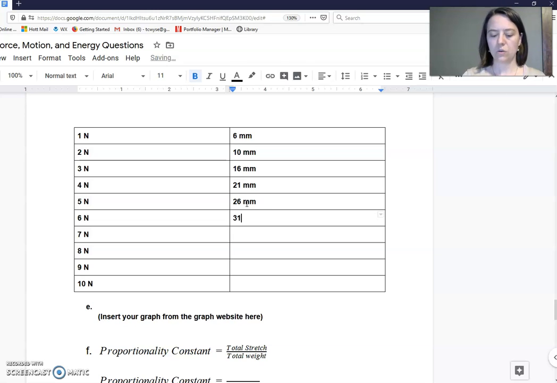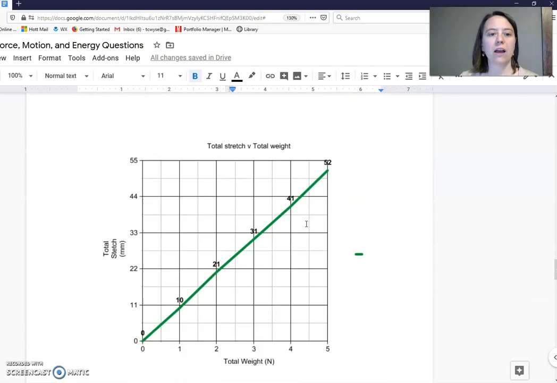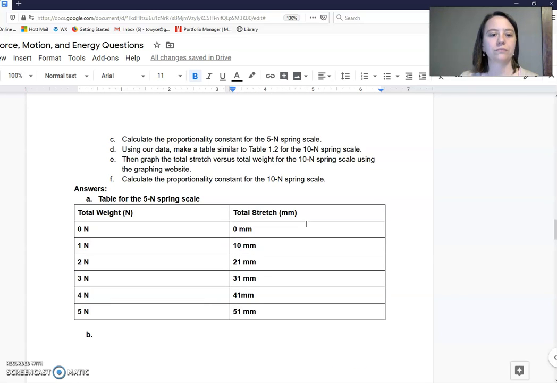6 newtons, 31 millimeters. 7 newtons, 36 millimeters. 8 newtons, 41 millimeters. 9 newtons, 46 millimeters. And 10 newtons, 52 millimeters. Okay, now we're done with our data table. We go back to our directions for E. Then graph the total stretch versus total weight for the 10 Newton spring scale using the graphing website.